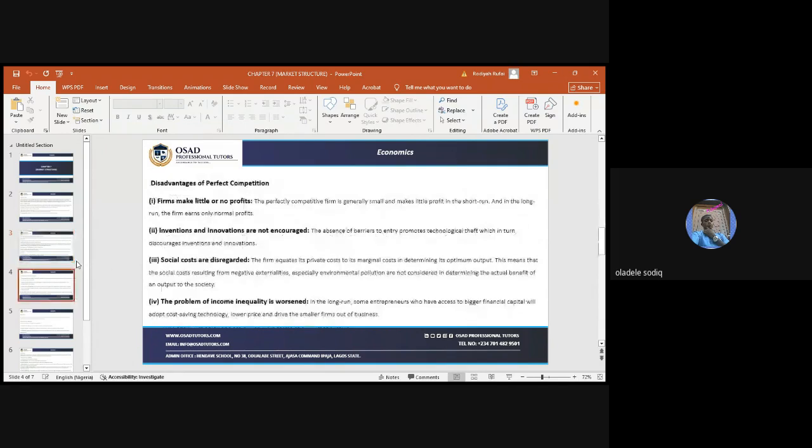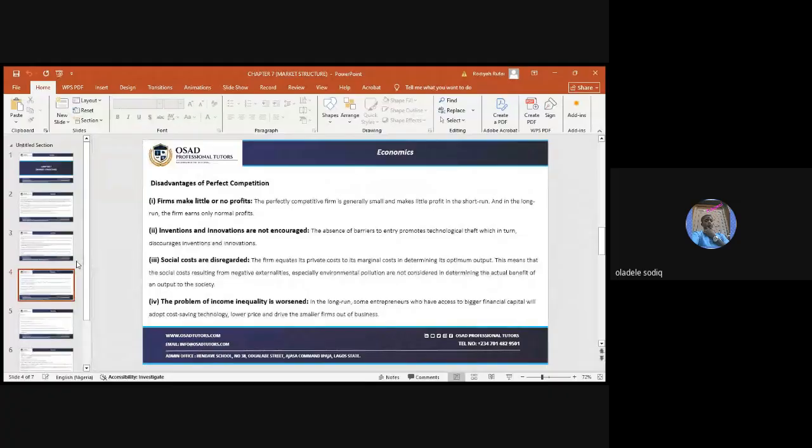Then we also look at the disadvantages of perfect competition. Number one is that firms make little or no profit. We have surplus people selling. You are selling, I am selling, another person is selling. In a situation whereby we have 10 people selling, it's just like Indomie. Let me use that as an example: 10 people selling Indomie in the same street.